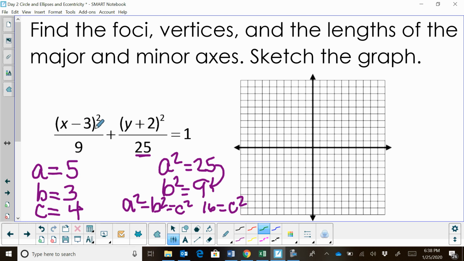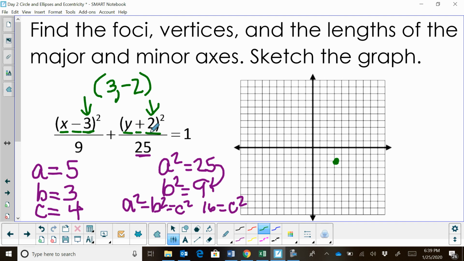Okay, now this one's a little bit different because we don't have a center at the origin. But we can use the fact that this is x minus h, where h is the x-coordinate of the center, and y minus k, where k is the y-coordinate of the center, and we can plot that. So the center is going to be at positive 3, negative 2. Now from this point, we can count our vertices, co-vertices, and foci. So I'm going to plot the point 3, negative 2, and that's our center.